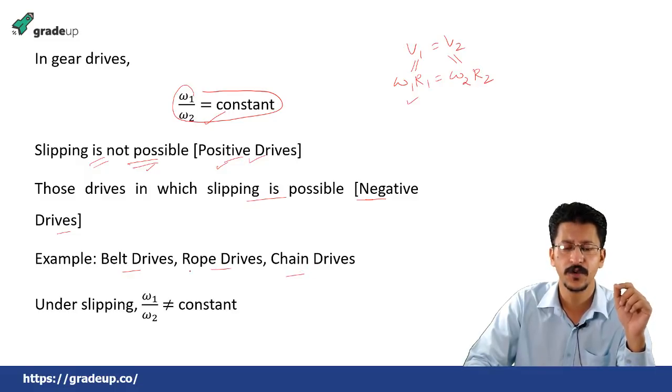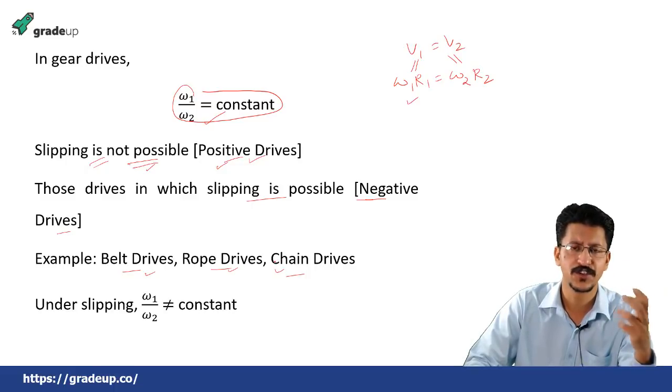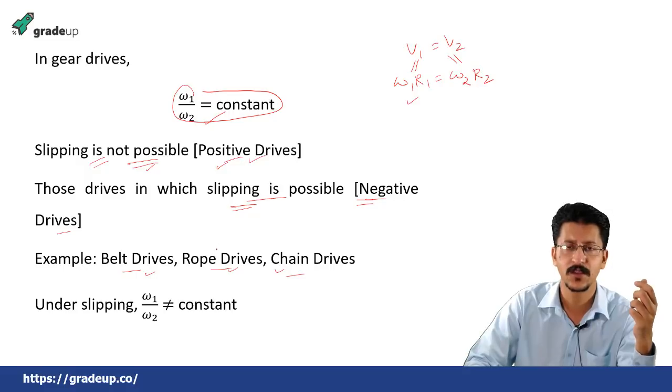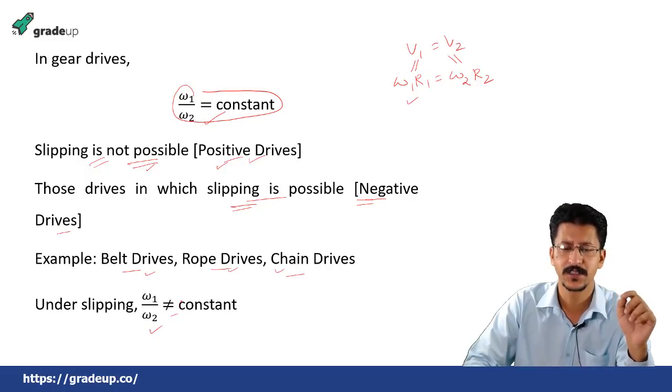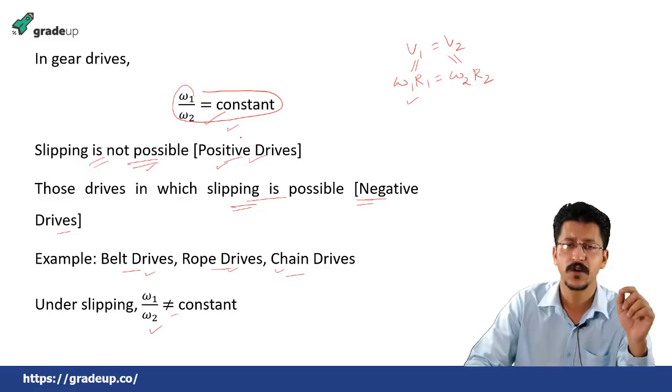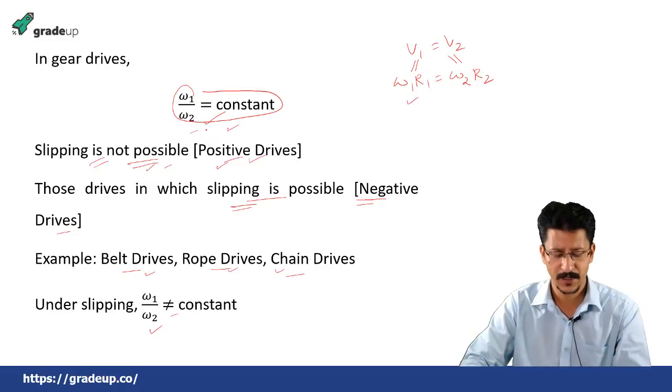I already told you that these drives are also used for the transmission of motion from one shaft to another. First of all, they do it by indirect contact, and second, they are negative drives in which slipping occurs. In those cases where slipping occurs, omega 1 by omega 2 is not constant. So this is the negative drive, and the gear drive is a positive drive, because in this slipping is not possible and the ratio of angular velocities of both the gears, or both the bodies, is constant.